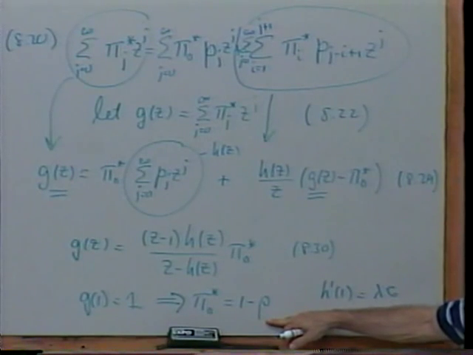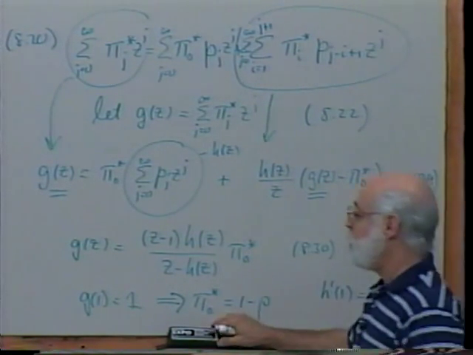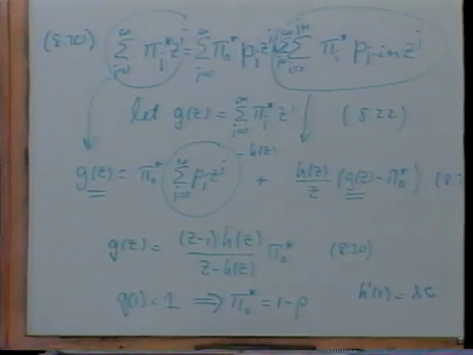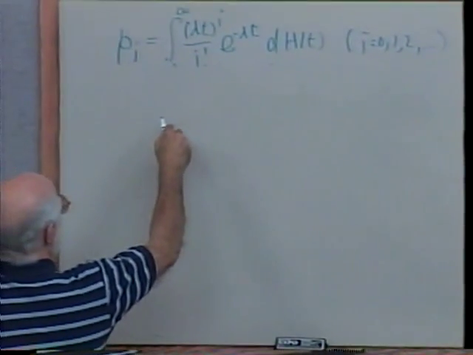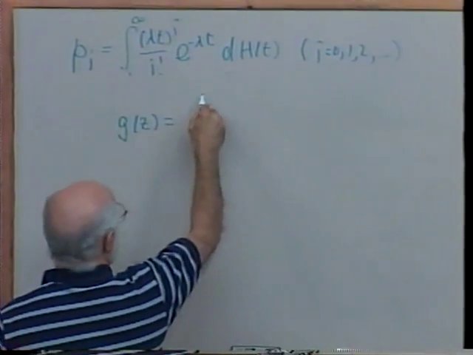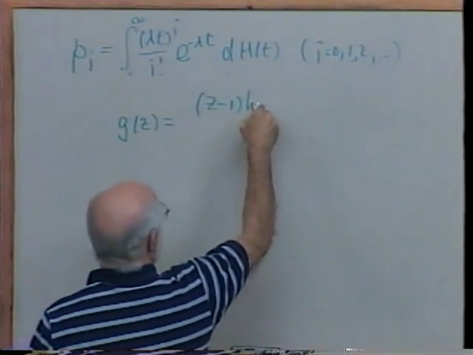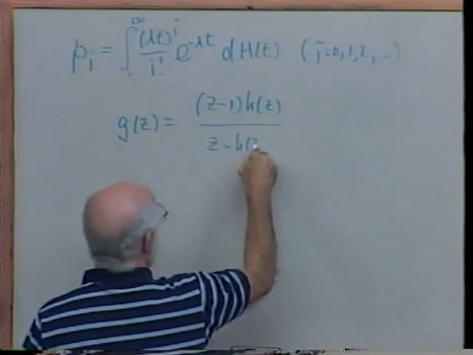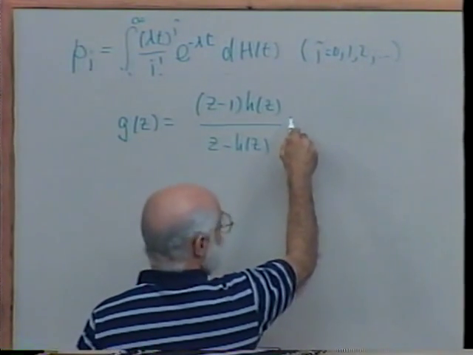OK, so now I know pi 0 star, so the end result is that I know g of z. Let me erase this and write that down for future use. So g of z is equal to (z minus 1) h of z divided by (z minus h of z), times (1 minus rho).